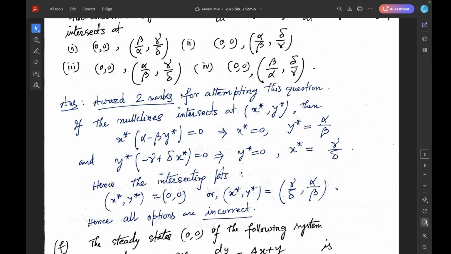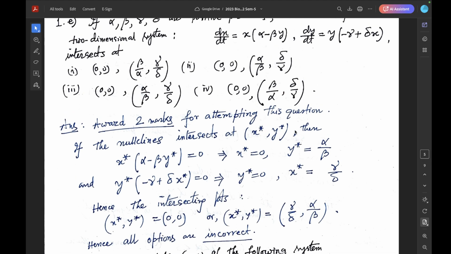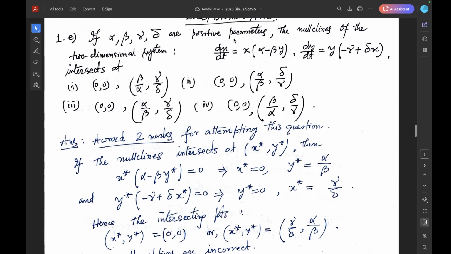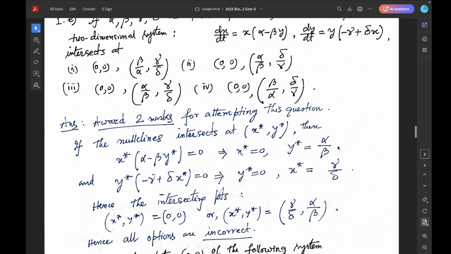Award 2 marks for attempting this question, because all our options here are incorrect. Explanation: if the nullclines intersect at (x*, y*), then from this, x*(alpha minus beta y*) equals 0, and y*(minus gamma plus delta x*) equals 0.